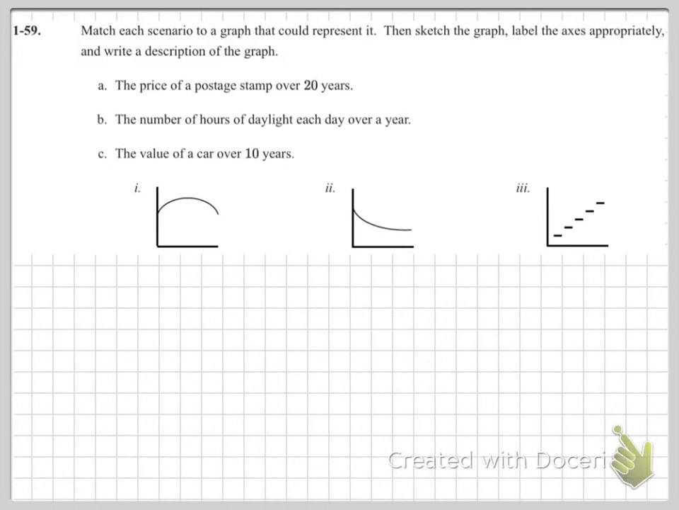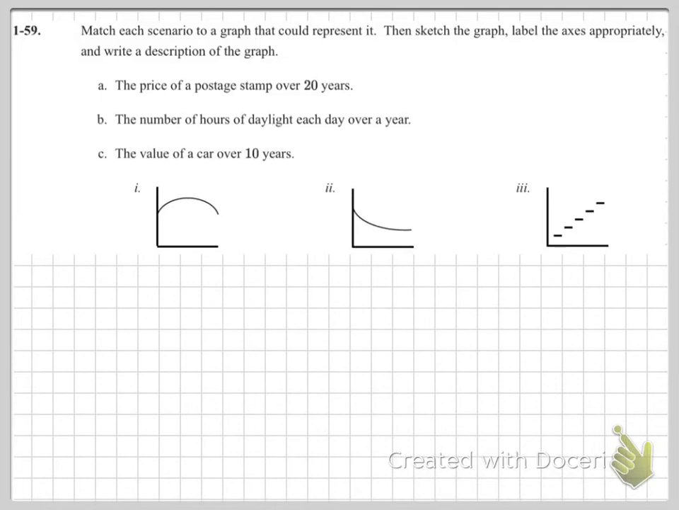So, price of a postage stamp over 20 years. I want to think about whether that would be discrete or continuous. If I think of a postage stamp, continuous would be that it would go from like 39 cents to 39.00001 cent, 39.0001 cent, 39.001 cent, 39.01 cent, 39.1 cent, or 39.2 cent, and so on and so forth. So I'd have all these fractions of decimals and everything. I don't think that's the case.